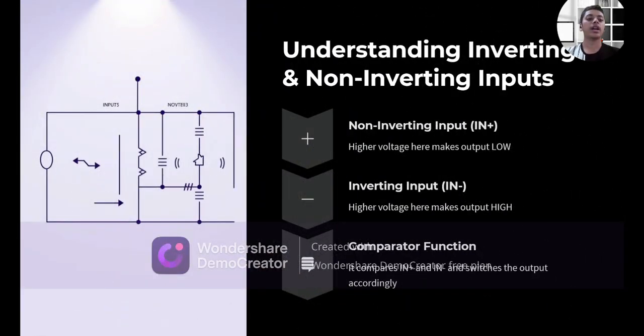Now we understand inverting and non-inverting inputs. When a higher voltage at the non-inverting input makes the output high, and when a higher voltage at the inverting input makes the output low, that is the application of the inverting input. The comparator function is to compare the inverting and non-inverting inputs and switch the output accordingly.